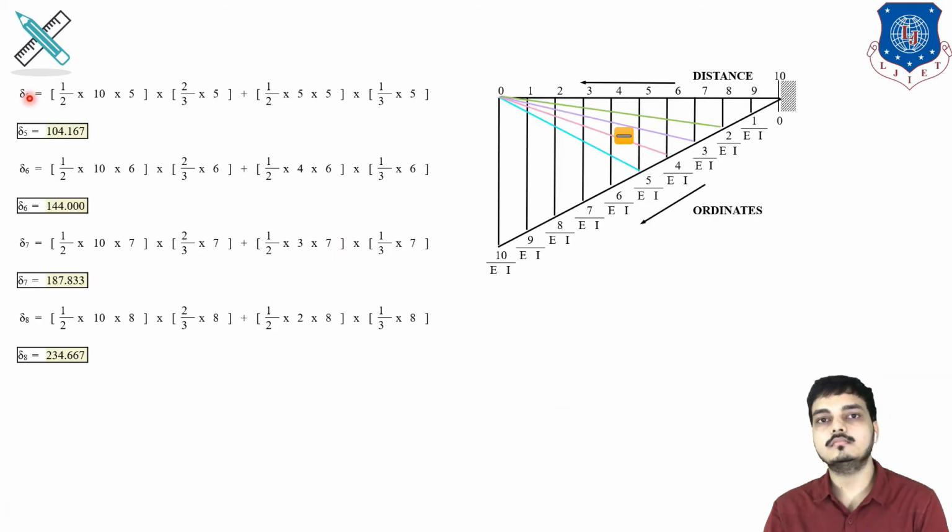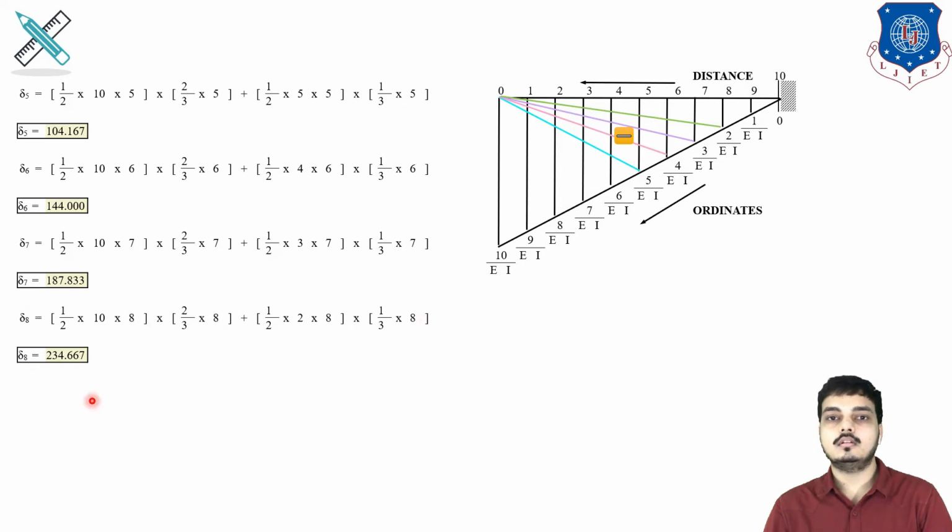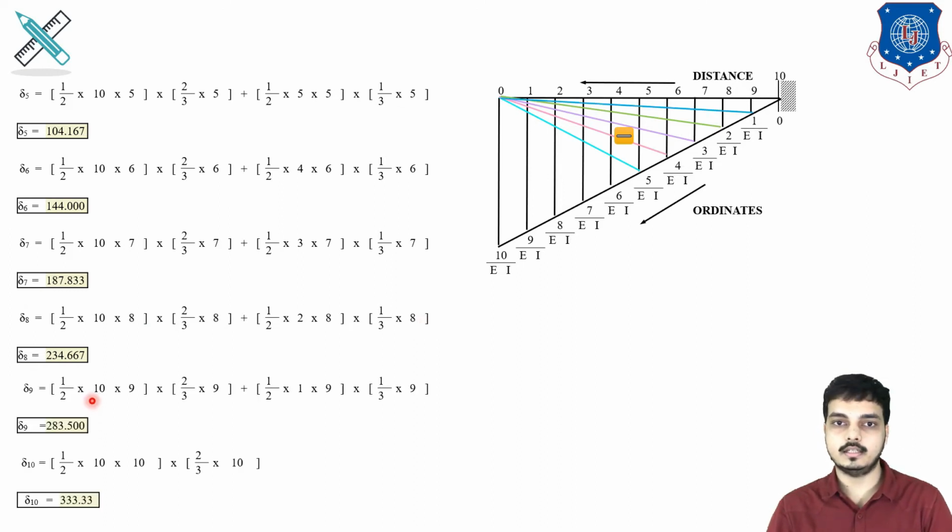Now, delta 5. For delta 5, the triangle will be 0, 5, 10 and 0. So 1/2 into 10 into 5. 5 is this distance: 1, 2, 3, 4 and 5. Up to 5 into 2/3 of 5. And the second triangle will be 1/2 of 5 into 5 into 1/3 of 5. Like this, you can find delta 5, delta 6 and delta 7. But for delta 8, how can you find it? Similarly, 0, 2, 10 and 0 is the first triangle, and this is the second triangle. Similarly, you can find it for 9 and 10.